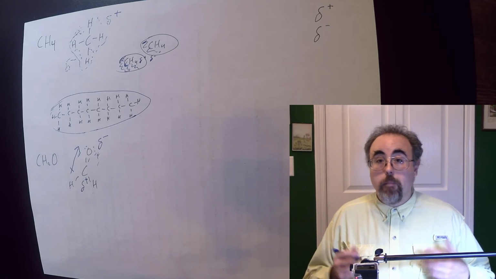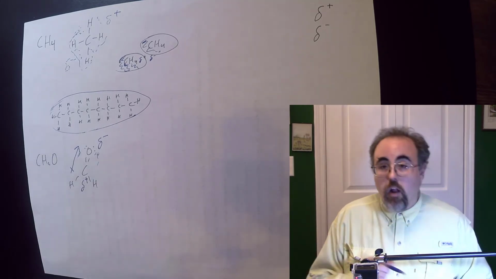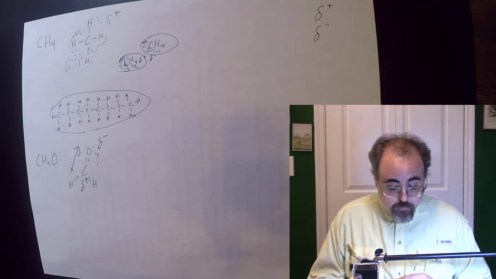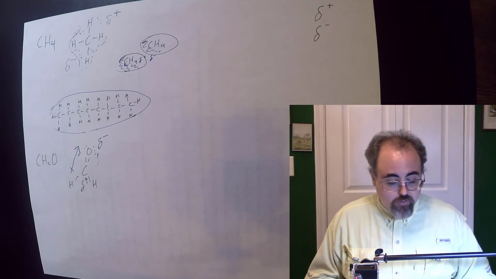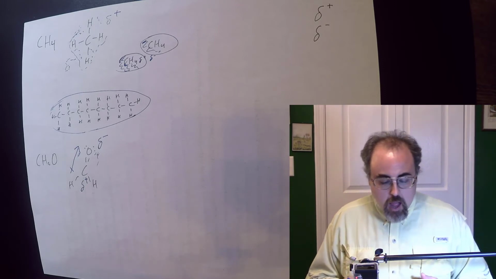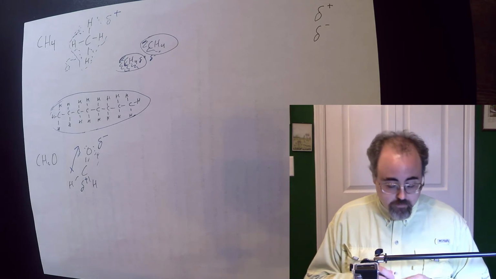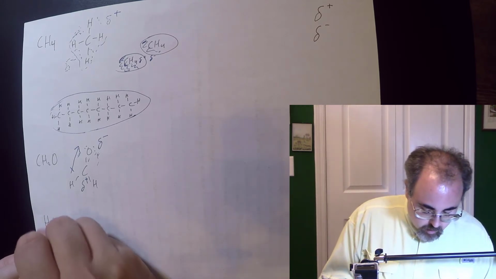And this is what we call polar. This is a polar covalent bond, and this makes this molecule polar. Now, it gets a little bit more interesting when you've got a couple more bonds doing some interesting things. So let me introduce a molecule that you are all familiar with, good old water.